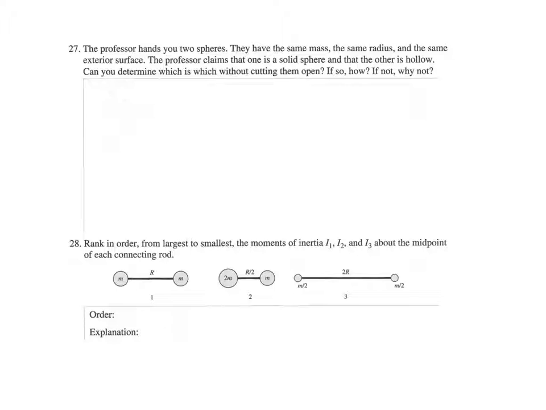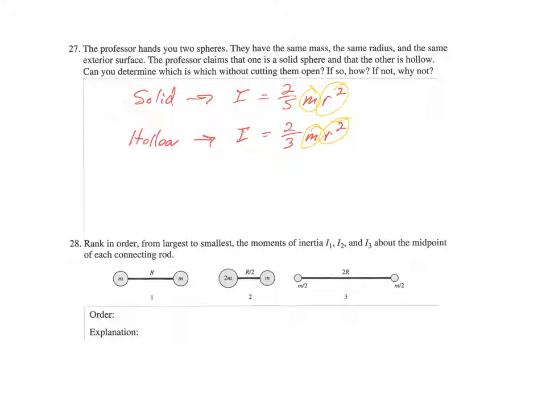All right, if I look up the moment of inertia for a solid sphere, you would find I equals 2/5 mr squared. If you look up the hollow, you will find that I equals 2/3 mr squared. Everything is the same. The mass is the same, the radius is the same between the two. The only difference is 2/5 versus 2/3. 2/5 is less than 2/3.